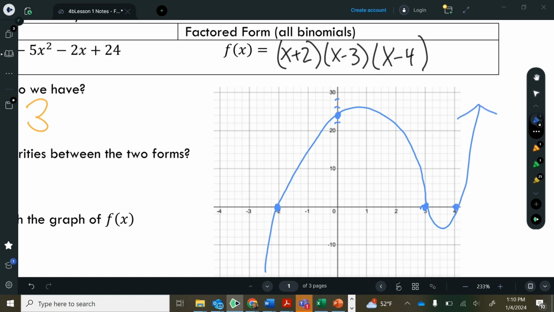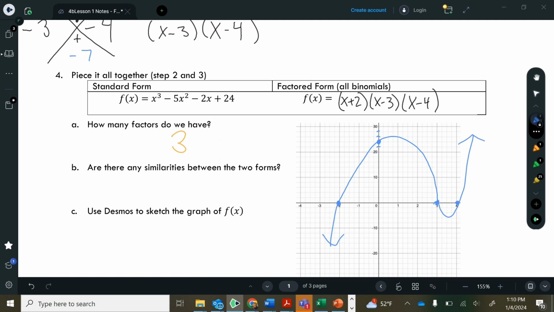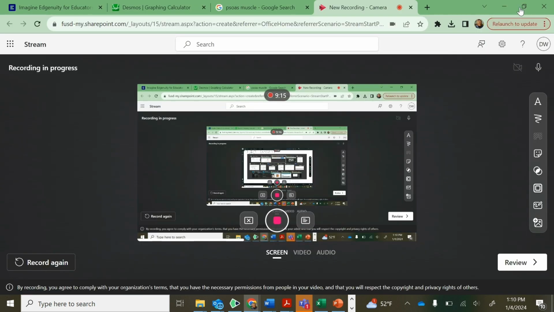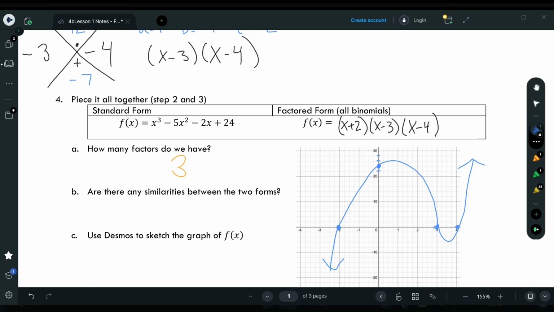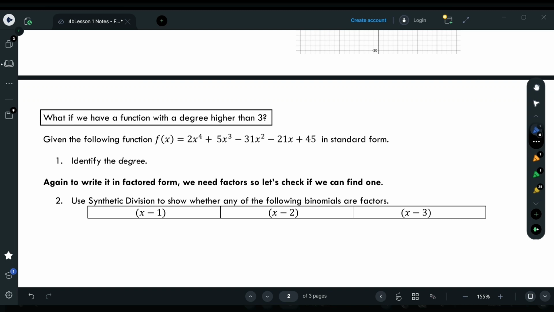Something like that. And there's our graph. Okay, next page here. What if we have a function with degree higher than 3? Well, let's take a look.